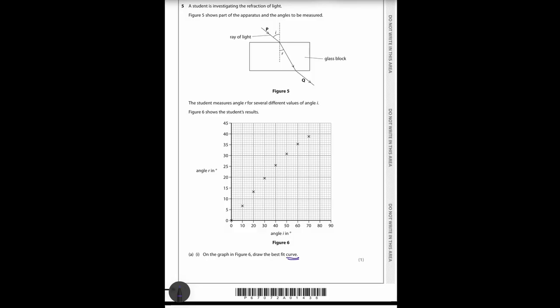It doesn't have to go through all the points, but in this one, it kind of looks like, because all these points are quite nice, it probably is going to go through all of them. So I'm just going to try and do a smooth curve. I'm not going to do a dot to dot. That's going to go through all the points, and then I'm sorted there. I'm pretty happy with that. I'm pretty confident I'm going to get that mark.